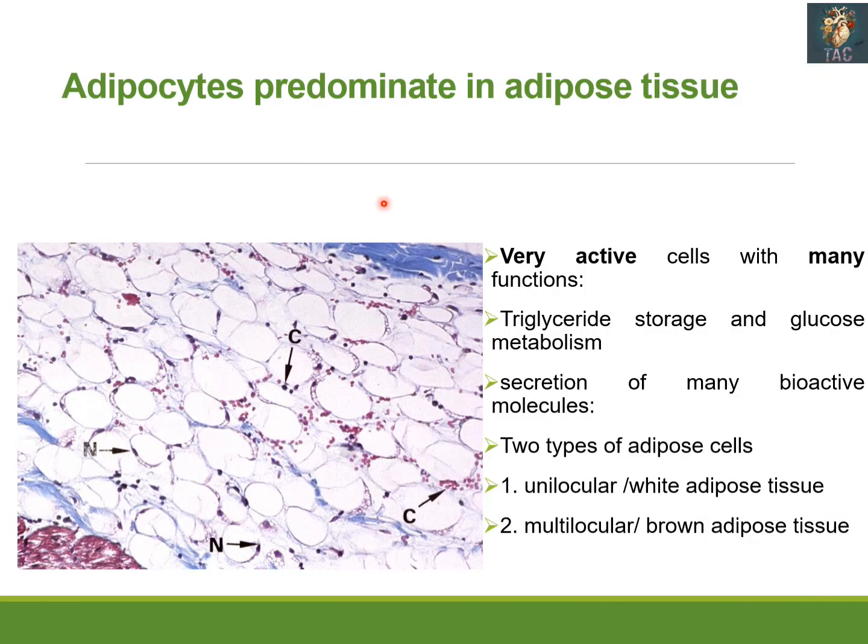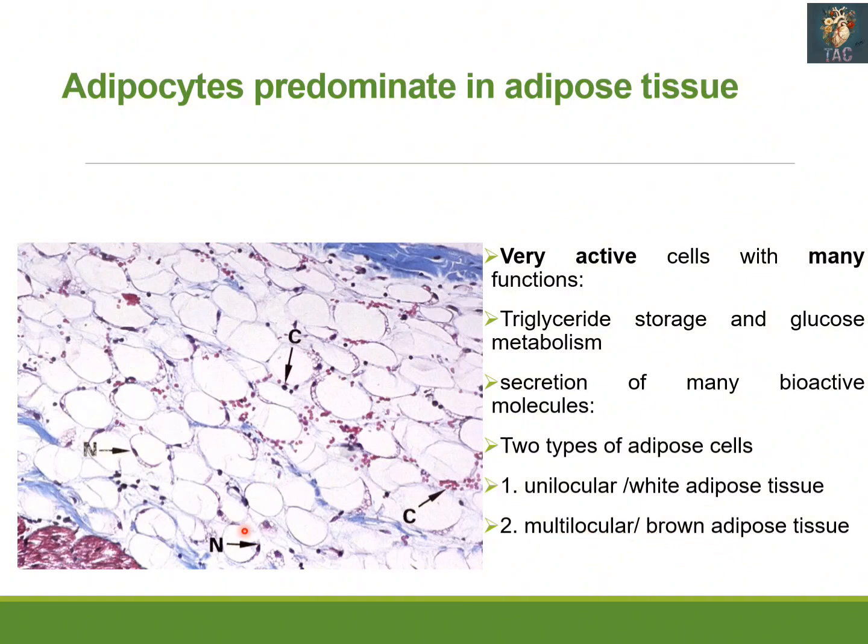Next are the adipocytes. As adipocytes predominate in adipose tissue, they are very active cells in many functions. Triglyceride storage and glucose metabolism are related to them, as well as secretion of many bioactive molecules. Only two types of adipose tissue are present, either the white adipose tissue or the brown. The white adipose tissue is unilocular and the brown adipose tissue is multilocular. Multilocular brown adipose tissue is usually present in the newborn baby in the first year of life.